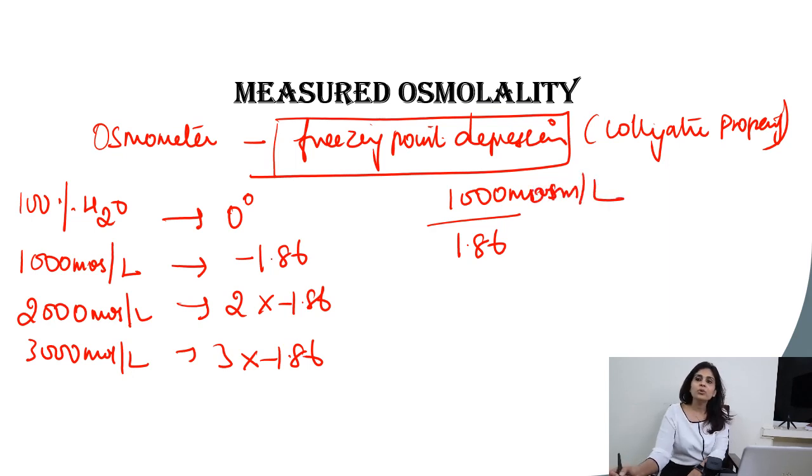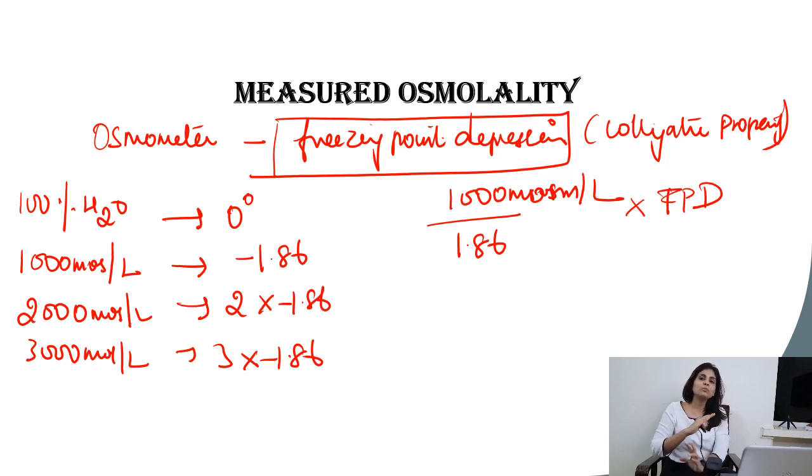Okay, now you take the plasma for which you want to know the osmolarity. You allow it to freeze and observe the temperature at which it freezes. So you know the freezing point depression of the patient's plasma. For the given freezing point depression, what is the osmolarity? This is the basis on which osmometers work.